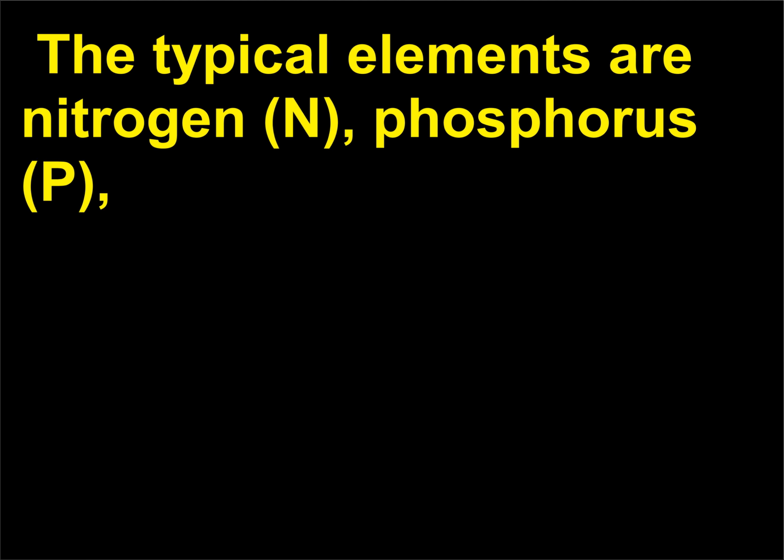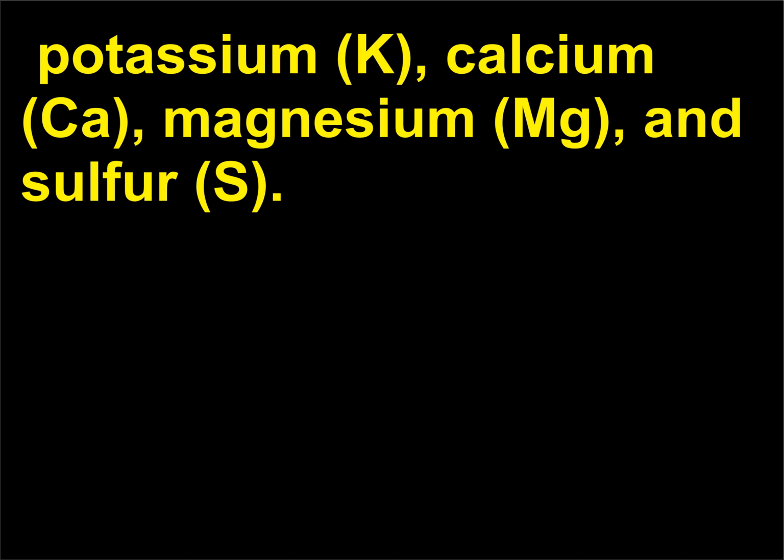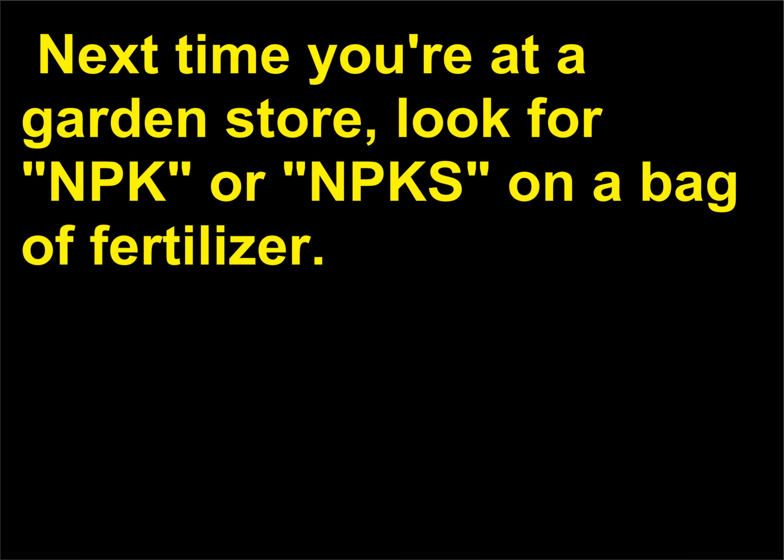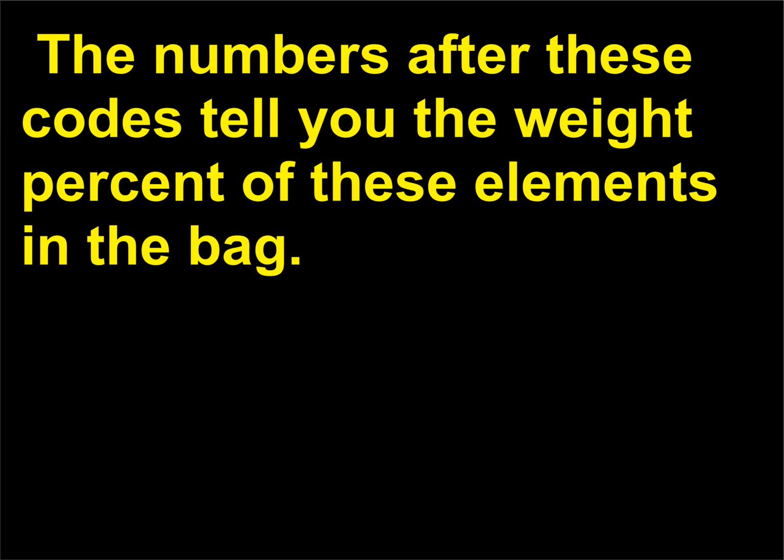The typical elements are nitrogen, N, phosphorus, P, potassium, K, calcium, Ca, magnesium, Mg, and sulfur, S. They're actually labeled by the elements they contain. Next time you're at a garden store, look for NPK or NPKS on a bag of fertilizer. The numbers after these codes tell you the weight % of these elements in the bag.